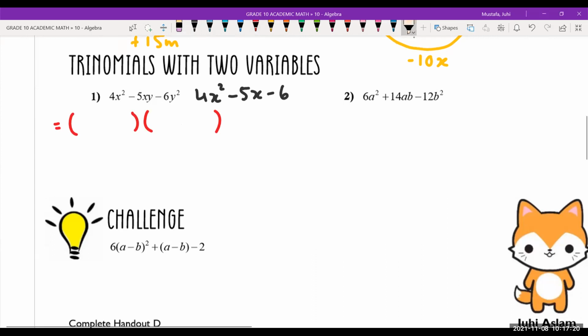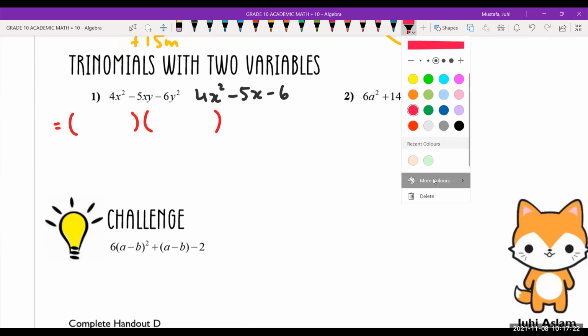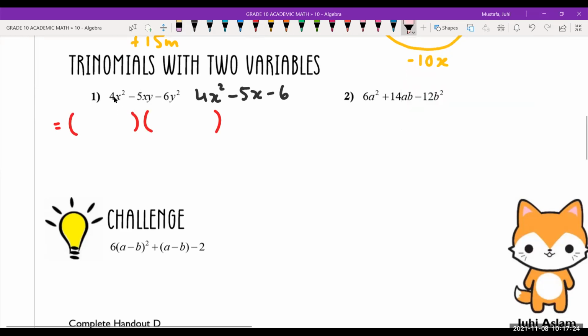Okay, so let's look at what we're working with here. We have the number 4 and we have the number 6. What are all of the factors of 4? 1 and 4, 2 and 2. What are all the factors of 6?